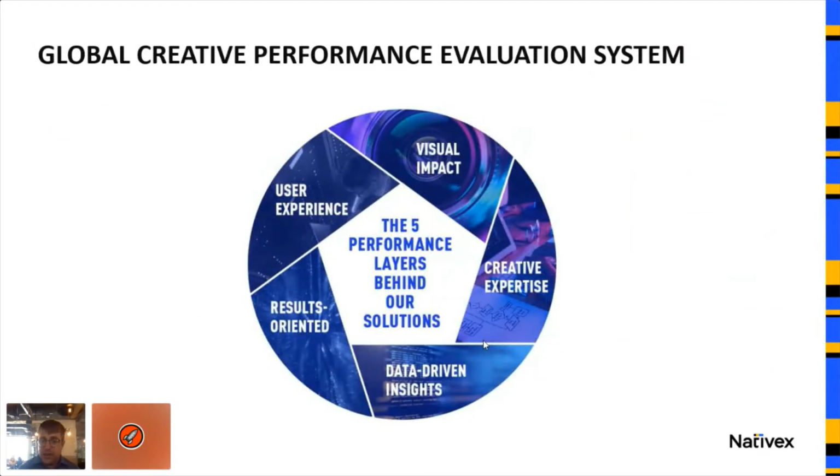When we're checking the evaluation system behind the creative performance, we're looking at the top 5 performance layers behind the solution we're offering. One is the visual impact. It's the creative expertise behind this. What's the level of creative we're offering? It's the data-driven insight we're able to get from this creative. How are we able to leverage it into better results? Results-oriented enters here as well. Basically, the purpose of the creative is to help you reach the goals of the campaign and not to stand by itself. And lastly, how is the user experiencing it? Sometimes this part gets lost. Basically, how are we supporting the user experience with our commercials?